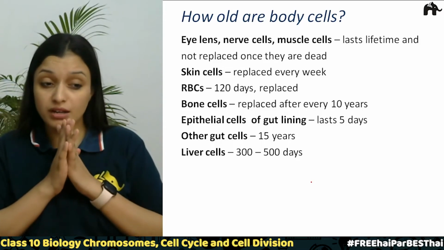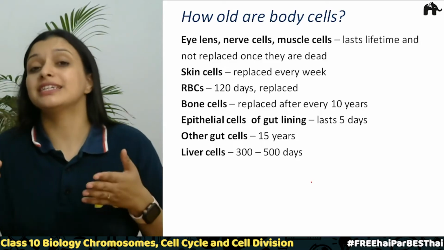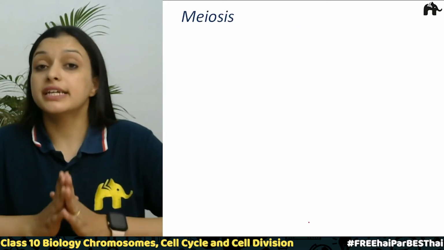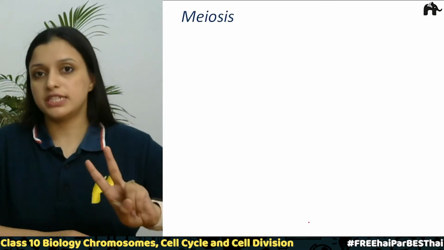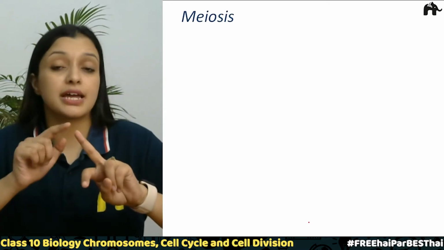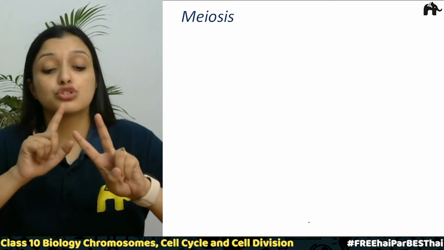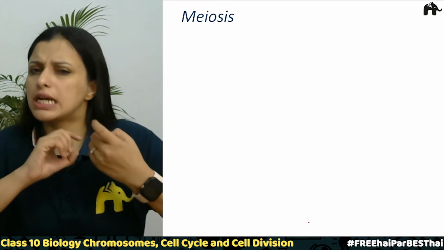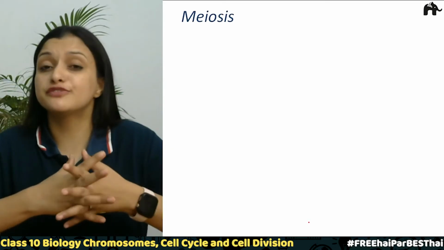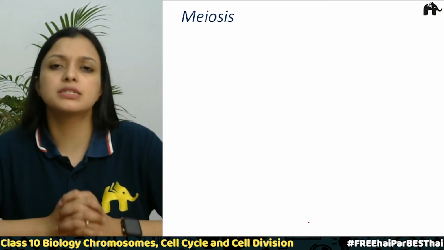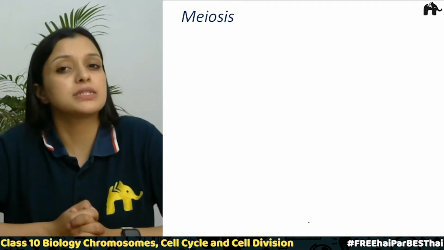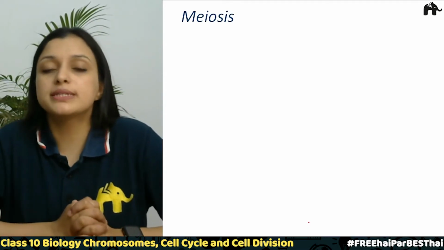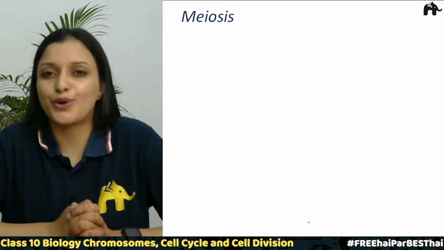So let us look at the next topic. Now the next topic is meiosis. We talked about two types of cell divisions. One was mitosis and one is meiosis, right? Mitosis we studied in so much detail, including the different phases, but meiosis, we do not need to study the phases in this class. We'll study them in the next class. So we will just talk about what this meiosis is, right?